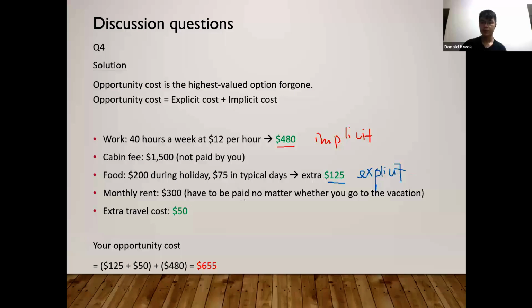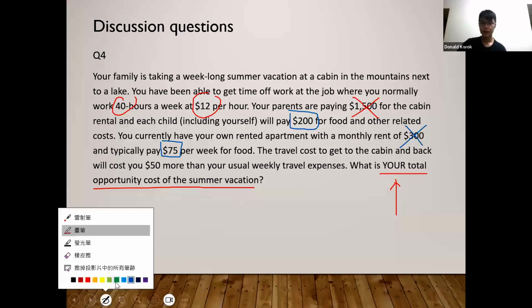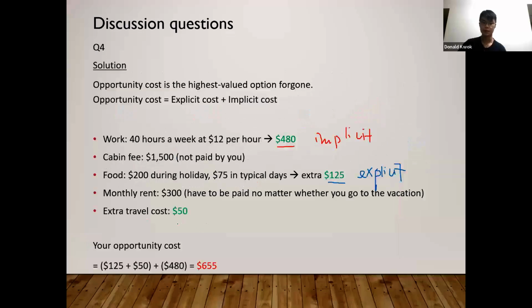Right? So let's continue. You own a rented apartment with a monthly rent of $300. So this 300 should not be included in your total opportunity cost because no matter whether you go on a summer vacation or not, you still need to pay this fixed amount of monthly rent to the landlord. And finally, the travel costs to get to the cabin and back will cost you $50 more than your usual weekly travel expenses. So this $50 will be another example of explicit cost in this situation.